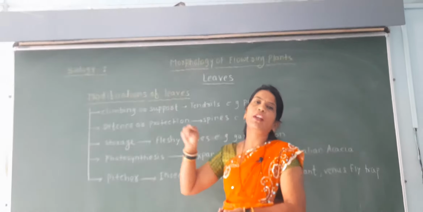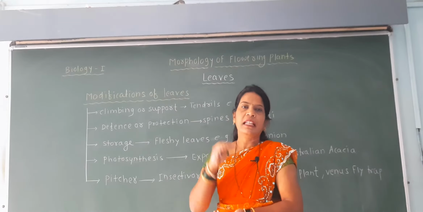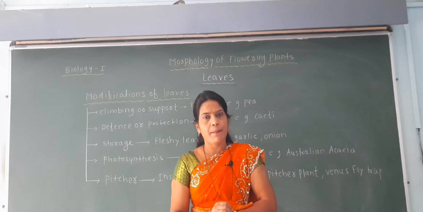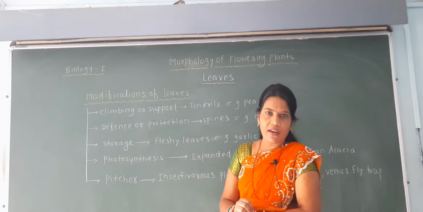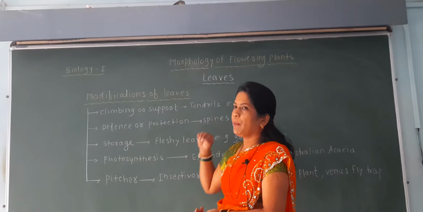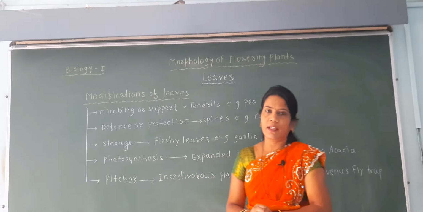Leaves get modified into wire-like structures. This tendril we have also seen in the stem part, some plants where the stem gets modified into the tendril, and here in this pea plant, leaves get modified into the tendril.